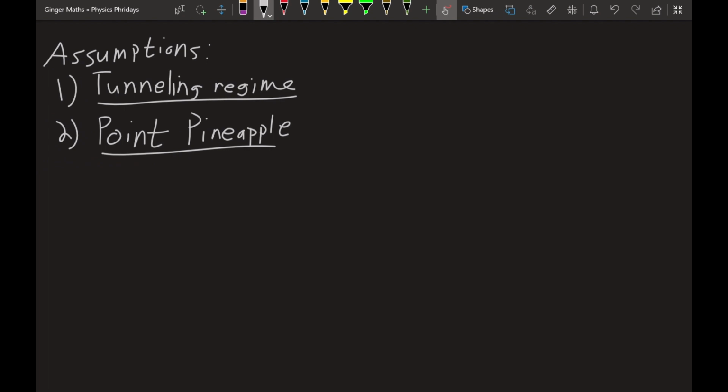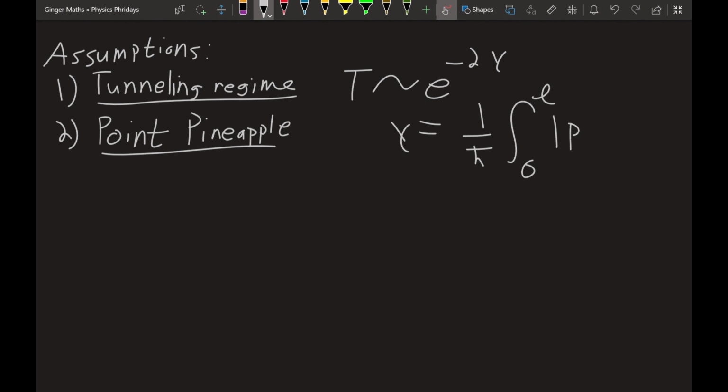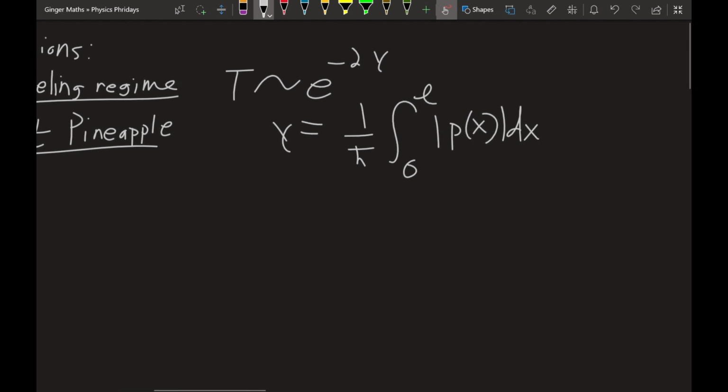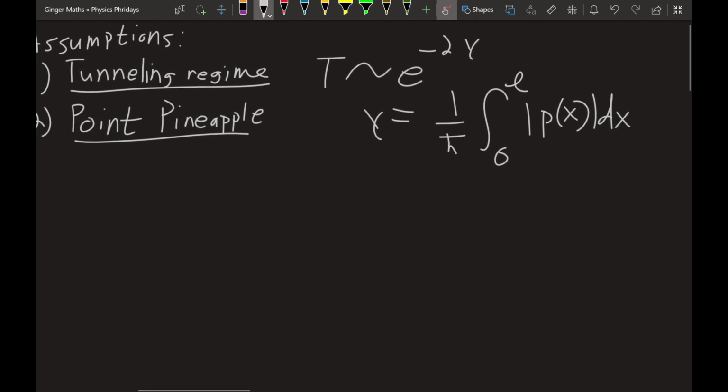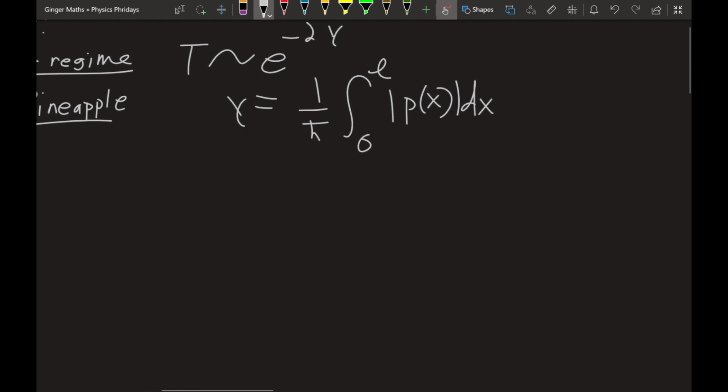So based off of this, we know that T is going to be asymptotically proportional to e to the minus 2 lambda, where our lambda here is just going to be equal to 1 over h bar, which is Planck's reduced constant, times the integral from 0 to L of the absolute value of our momentum with respect to x. Now, we can actually simplify this quite a bit, thankfully.